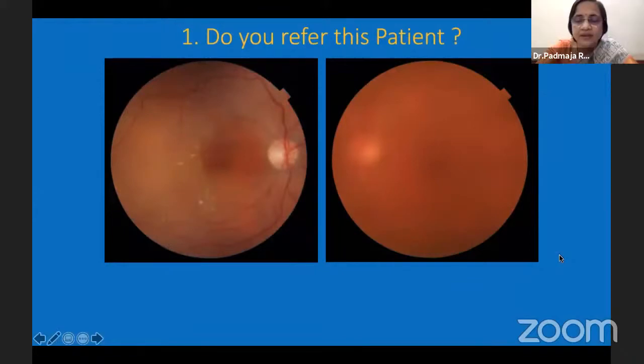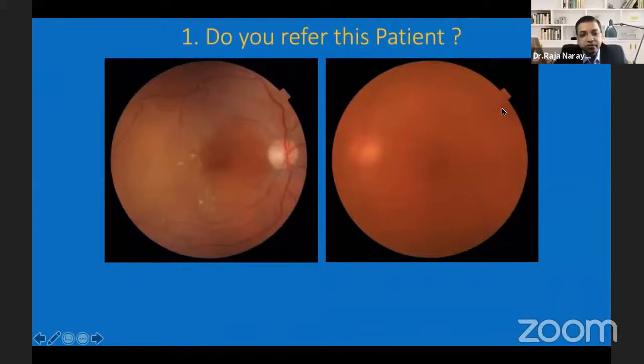Let us revise some of the things that happened in this workshop in terms of screening and referral guidelines. I can actually see the response in the form of chat box. So do you refer this patient? If you think yes, why? One can write in the chat box. Both are of the same patient, the right side and the left side. So would you refer this patient to an ophthalmologist or retina specialist? Yes, very good. Great. So why?